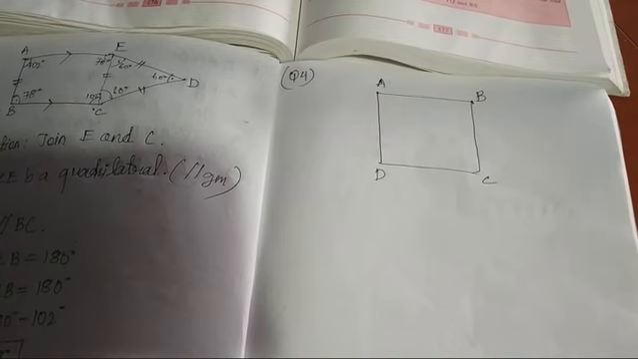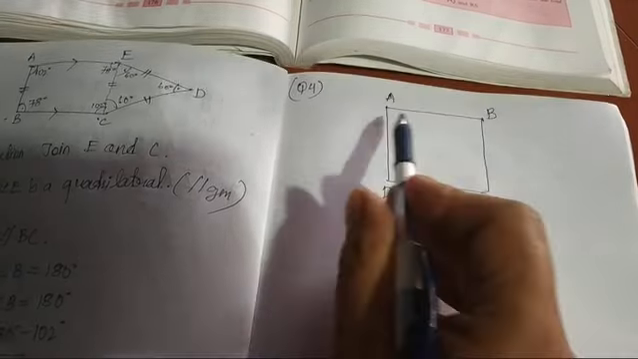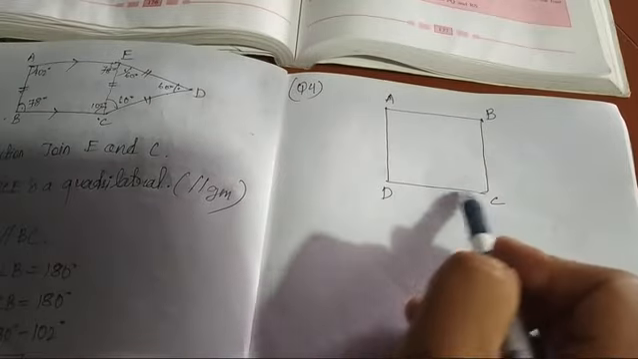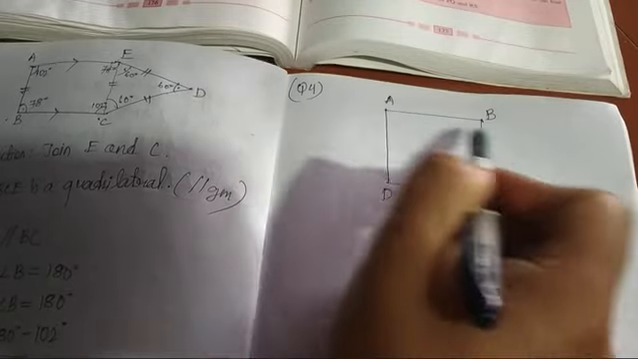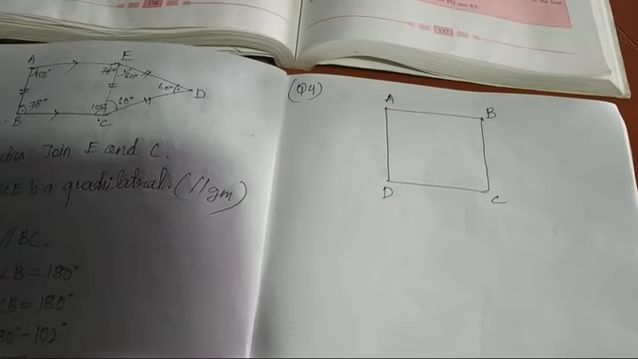Let's read the question first. ABCD is a square. So I've taken ABCD is a square. If it is a square, all the sides are equal. The diagonals bisect each other at 90 degrees. The corner angles are 90 degrees as well. So these things we know.